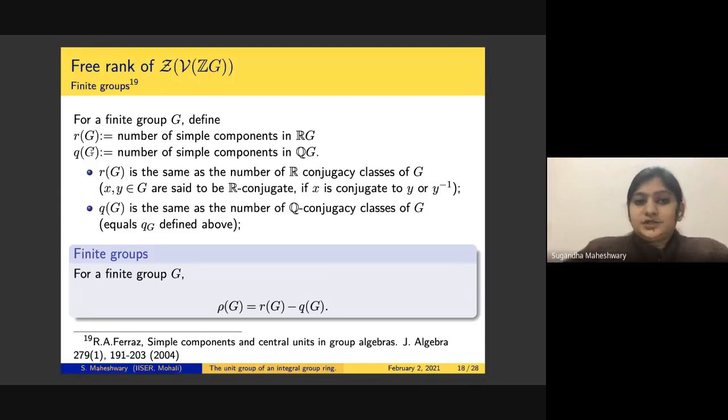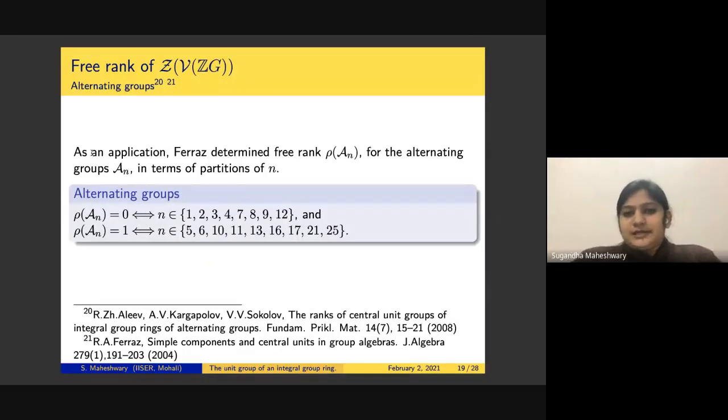Okay, and so for particular cases, for alternating groups of order n, we know for what all values of n this rank is 0. In fact, this rank 0 is a very important thing, and I'll talk about that also in the next few slides. So the rank of the unit group of alternating groups is 0 for all these values of n, and it is 1 precisely for all these values. This was known due to Ferraz and Elif et al. This is work of 2004 and 2008, right?